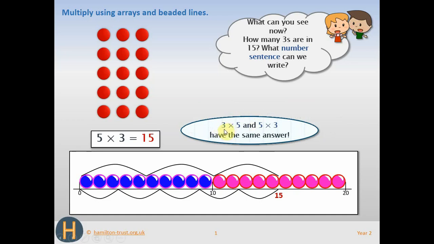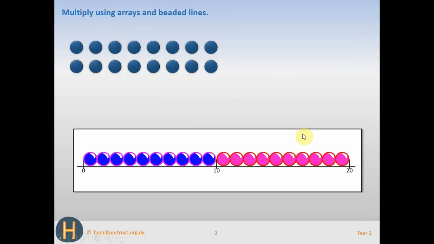And this is what we've talked about: 3 times 5, 5 times 3, exactly the same answer. So here we are, I've got another one. So I know this is my 2 times table because it's in 2s. I could look at my halving and doubling here. 1, 2, 3, 4, 5, 6, 7, 8, 9, 10, 11, 12, 13, 14, 15, 16. So something times 2 is 16. That's 1, 2, 3, 4, 5, 6, 7, 8. 8 times 2 is 16.